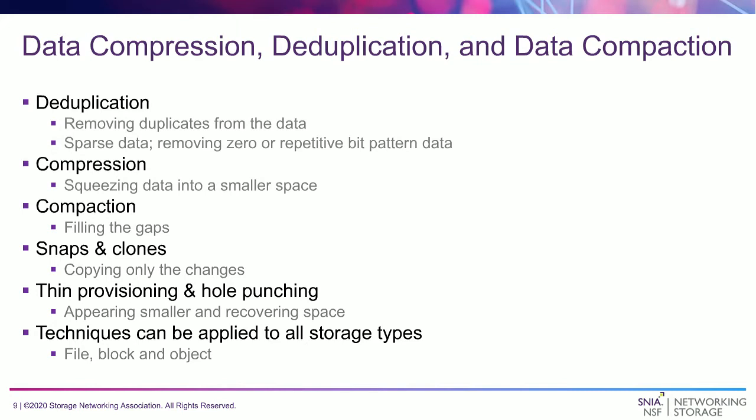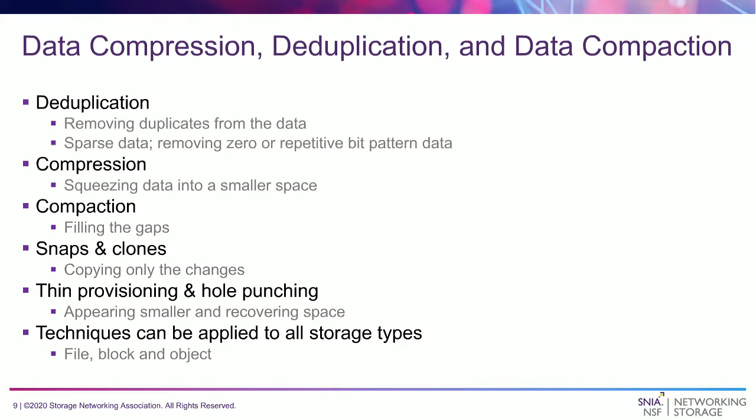And then thin provisioning and hole punching. Thin provisioning is about appearing smaller and recovering space. And that's exactly what hole punching is about as well. If we've got a hole in a data set, then don't store the hole. Return that hole to the free space pool. And again, I'll cover that.